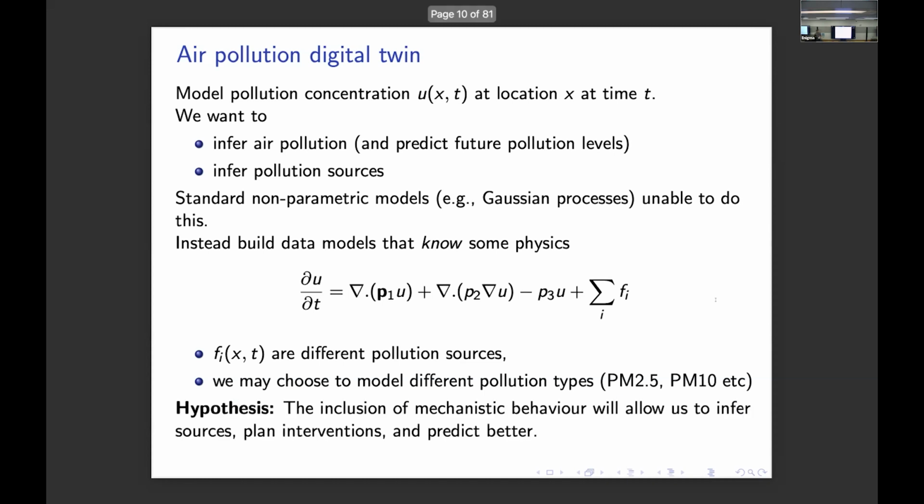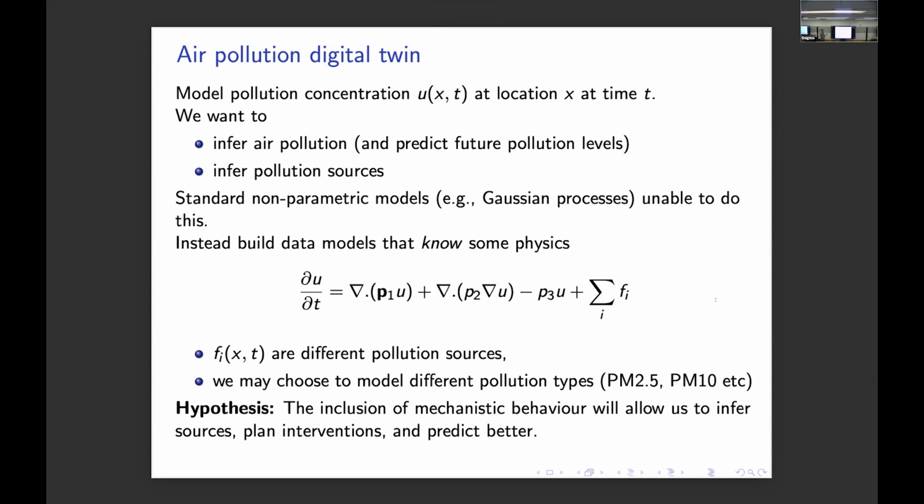So the hypothesis we're trying to test is, do partially mechanistic models like this help us predict better? And we know this is not a fully mechanistic model because we basically model the city as a square. We include all the interesting topological information.